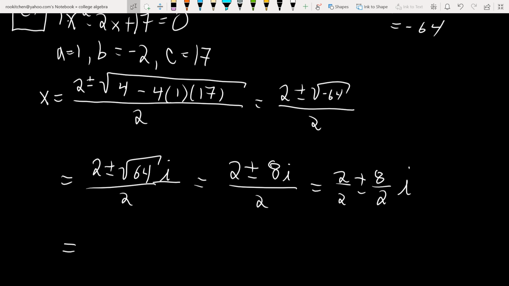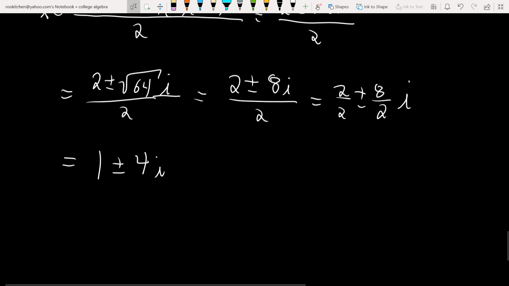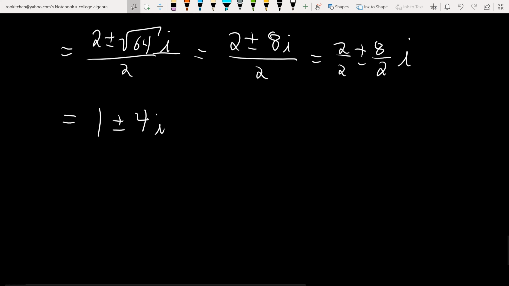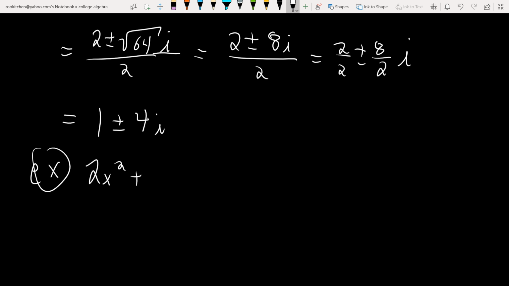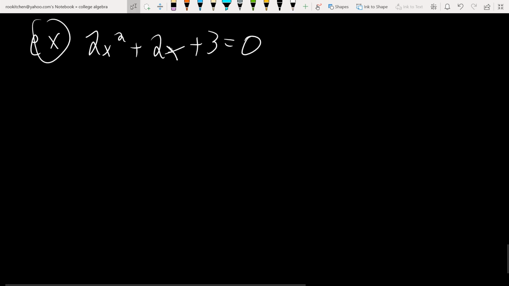And then you can simplify. 2 over 2 is 1, plus or minus 8 over 2 is 4i. So 1 plus 4i or 1 minus 4i would be your solutions. Let's look at one more example, and then I think we'll call it quits. We have 2x squared plus 2x plus 3 equals 0. So a is 2, b is 2, c in this case is 3.